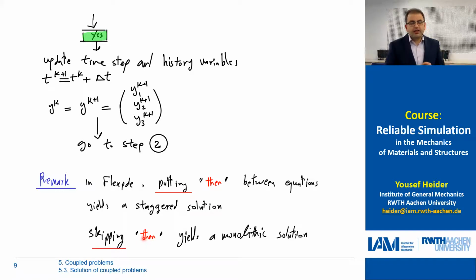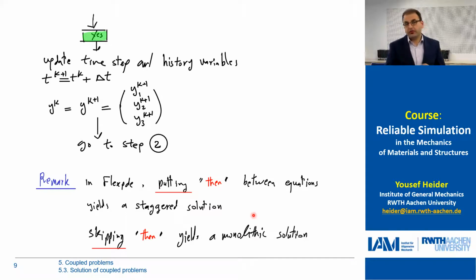And there are a lot of details in this connection. So sometimes you have to go for a monolithic solution scheme because a staggered scheme might not be stable due to the high degree of coupling. We will address this in other contexts, especially in the context of thermoelasticity.